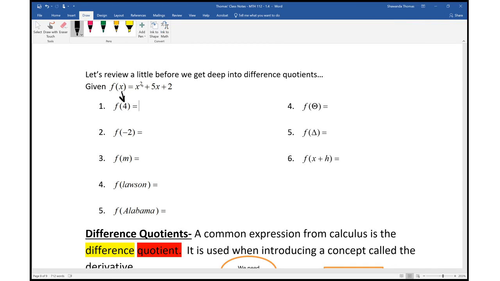So instead of x squared, we will have 4 squared, plus 5 times 4 plus 2. That will give us 16 plus 20 plus 2. That will give us 36 plus 2, which is 38.